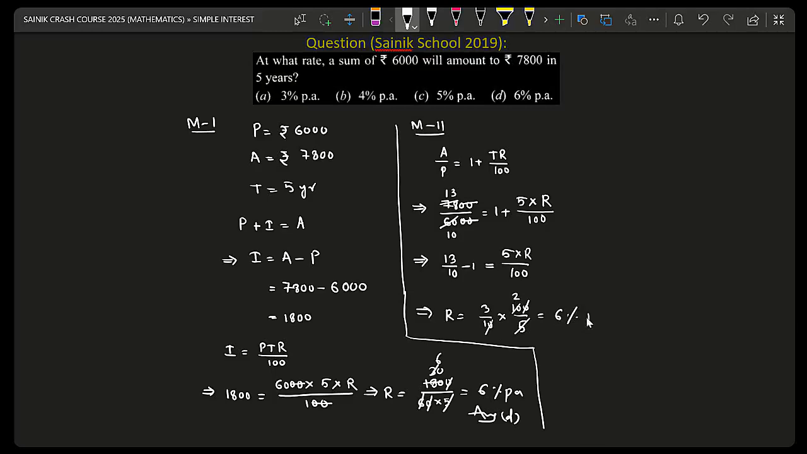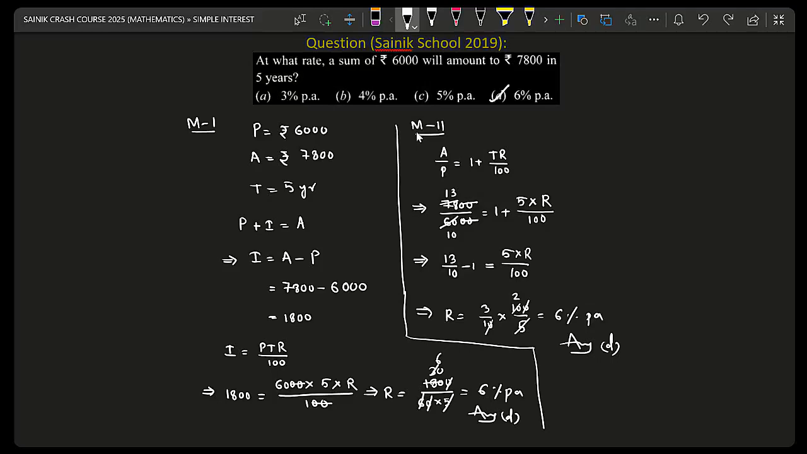That means rate of interest is 6% per annum, right? Yes, sir. So which option is correct? Option D. What is the advantage of using method 2 over method 1? Time management. Time is saved because in the first method we wasted time calculating I first, then using the I formula to find the rate of interest. But here there is no I involved. We bypassed I and got the answer: rate of interest 6% per annum.